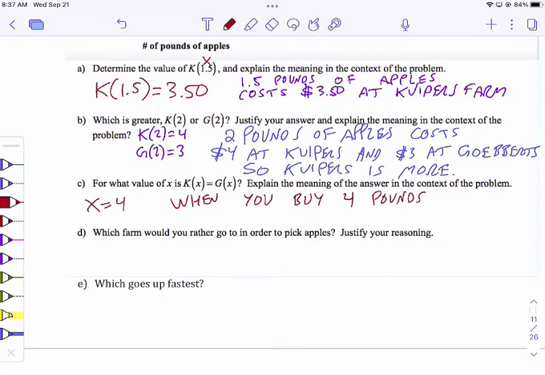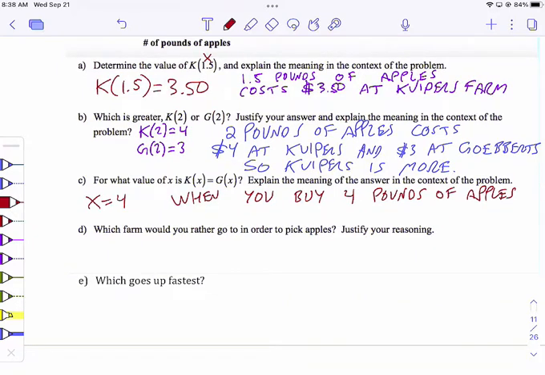If you just say 4 pounds, you don't need to write of apples, that would be okay, but I'm writing of apples. 4 pounds of apples. And then you could either write the costs are the same. What's another way of saying that? Instead of saying the costs are the same, I could say the costs are, well, they're not less or greater. They're equal. So besides saying they're the same or equal, I can say the costs are both $6. When you buy 4 pounds of apples, the costs are the same.